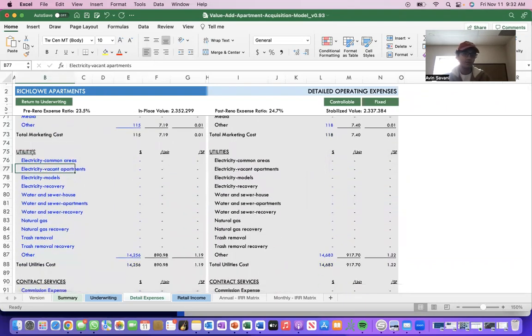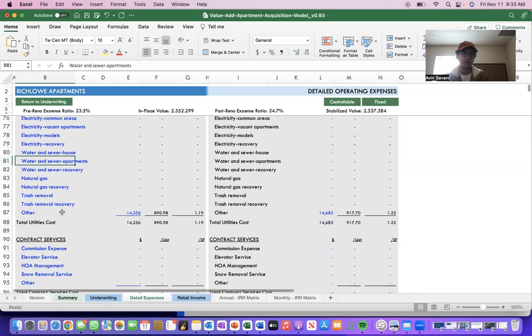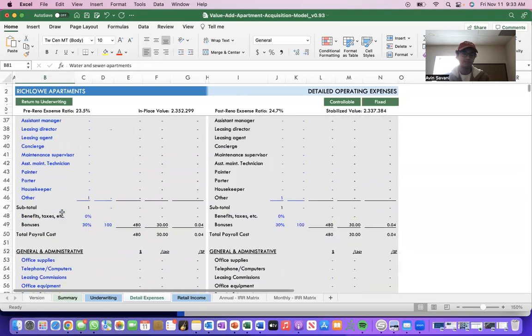But yeah, and then utilities, here we go. All of this is probably going to be reimbursed back to the landlord if you have that ratio utility billing service in your pro forma. If not, then the landlord is going to pay all of these utilities. So this includes a lot of things: water and sewer, electricity, natural gas, trash removal. So yeah.